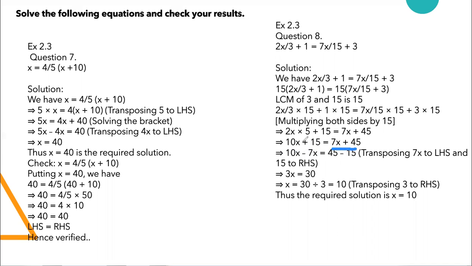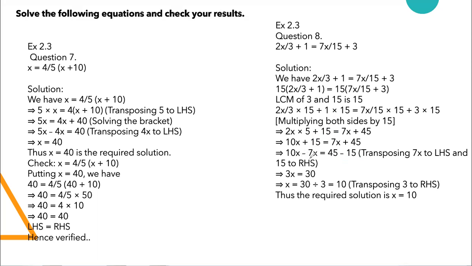Now moving forward, how do I solve this? It's quite simple. I transpose all the variables to one side and all the constants to the other. So variables are 7x, which I should transpose to LHS side. So when I transpose to LHS, what do I get? Minus 7x. Correct? So now, after transposing this, how do I solve further is basically transpose 15 to your RHS because constants are in the RHS side. So what do I get? 45 minus 15. That's what is done there.